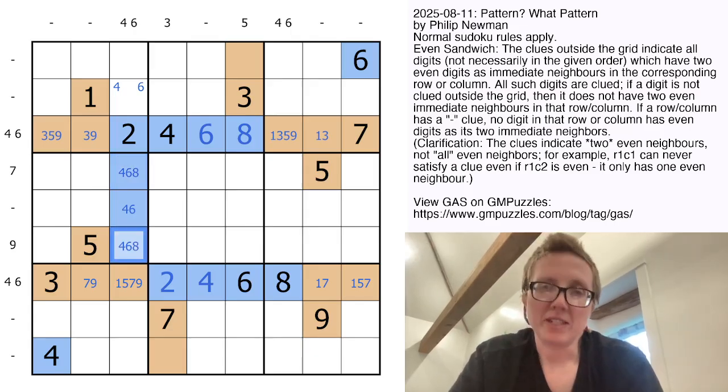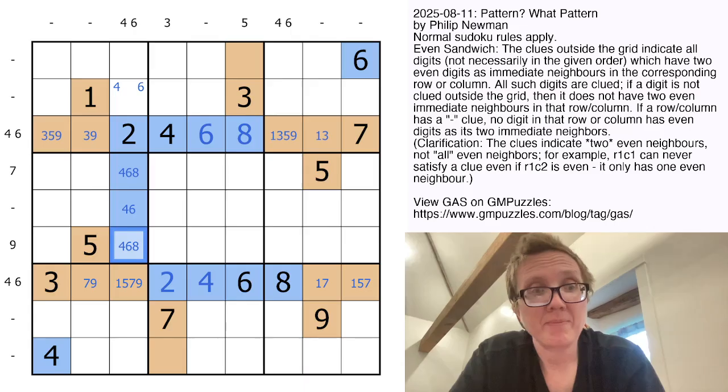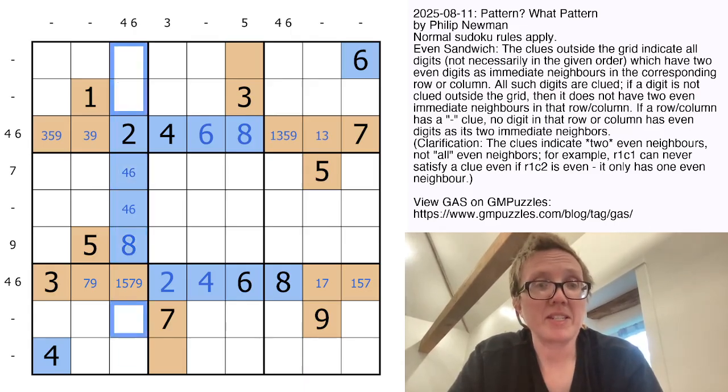This can't be 4 or 6 because whatever it is is not between two even digits. So this is going to be an 8, and our 4 and 6 are going to be in the middle. We now have all of our evens in this column, and we can highlight the rest of the column orange for odd.